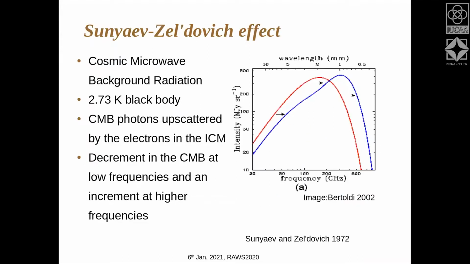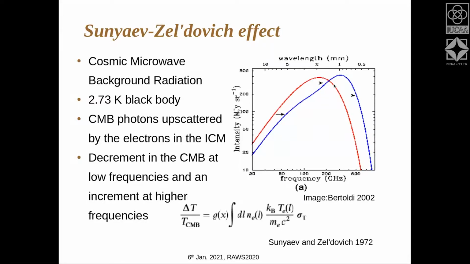So if you measure the spectrum along a line of sight where there is a cluster, you will find that this perfect black body spectrum is actually distorted, and this measurement of distortion can allow you to infer the properties of the intracluster medium. This is called the Sunyaev-Zeldovich effect. It was proposed in 1972 and then soon verified with observations.